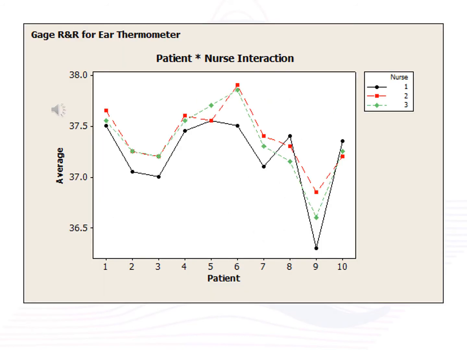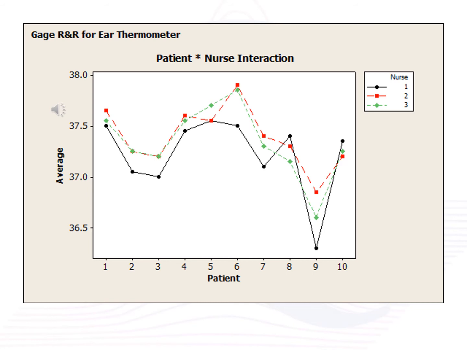Here is the plot of temperature means based on part by operator, or in this case, patient by nurse. Based on the plot, we have the average reading on the vertical axis and the patient number on the horizontal axis. Then each line represents the readings made by a different nurse. Based on the plot, we can see that the overall pattern across patients is pretty consistent based on nurse.